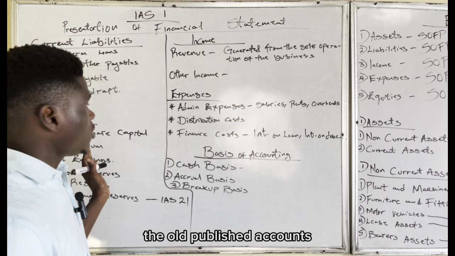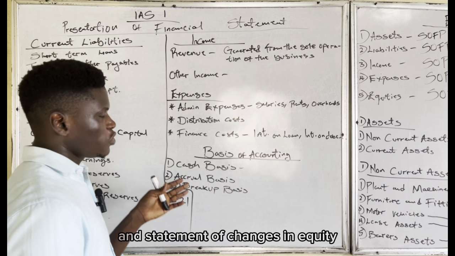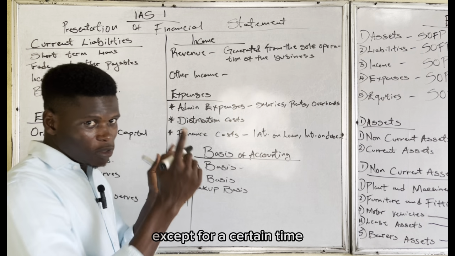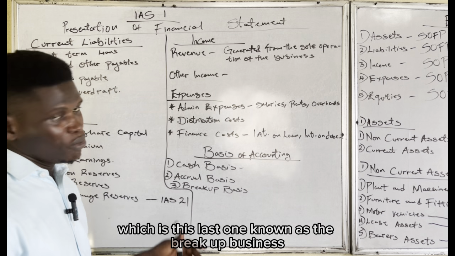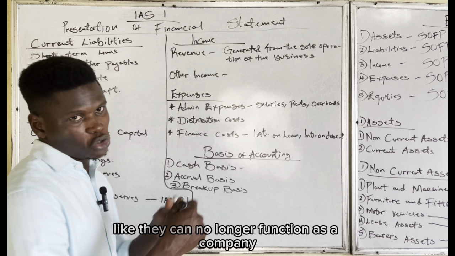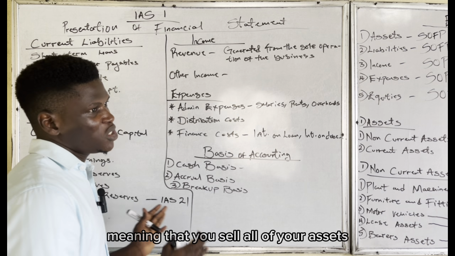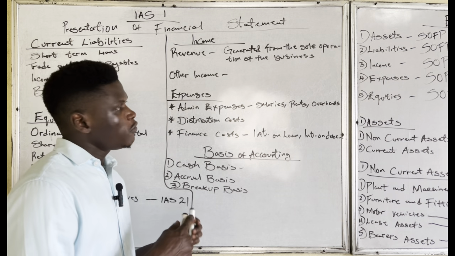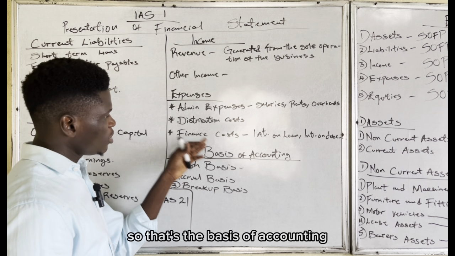And like I said earlier, all published accounts, that's the statement of profit or loss, statement of financial position, and statement of changes in equity, work under accrual basis. They are prepared using accrual basis, except for a certain time, which is this last one, known as the breakup basis. So companies that are going into liquidation, that can no longer function as a company in the near future, are prepared using breakup basis, meaning that you sell all of your assets and all of your liabilities just to see how much you can actually receive from all of your assets. So that's the basis of accounting.